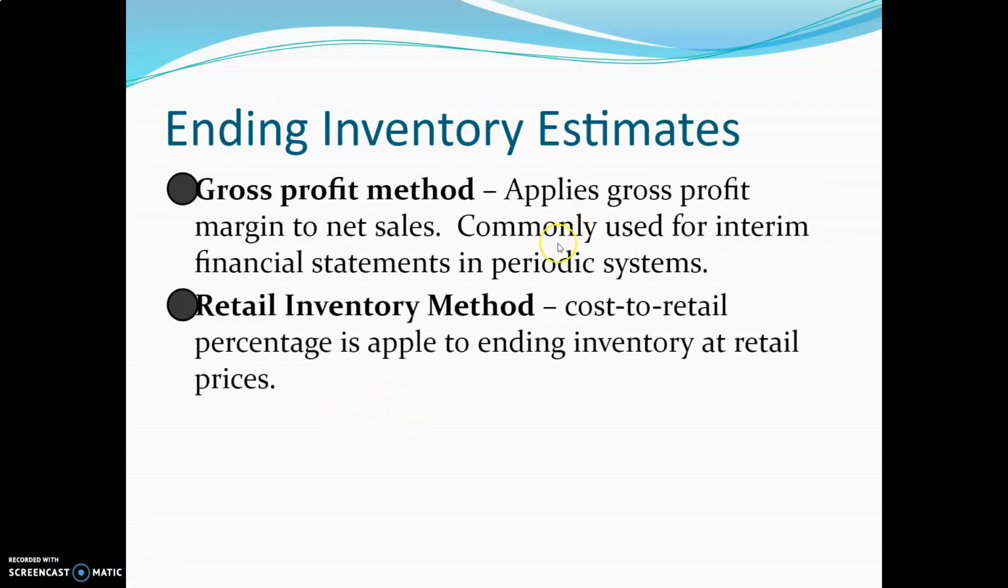So now we move on to this next one, our ending inventory estimates. And there's two different methods that we have here. Gross profit method, which applies a gross profit margin to net sales, commonly used for interim financial statements in periodic systems. And then there's the retail inventory method, which uses the cost to retail percentage applied to ending inventory at retail prices.